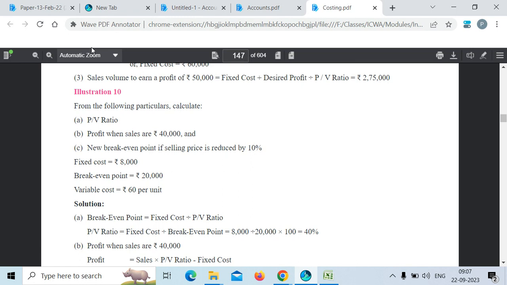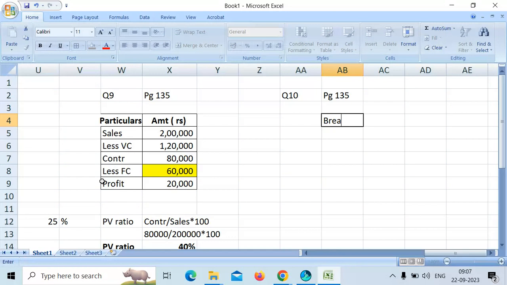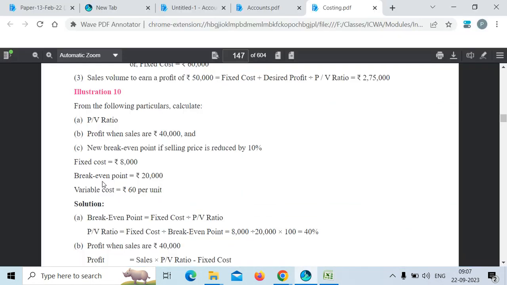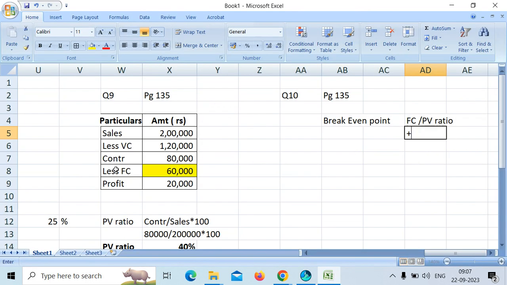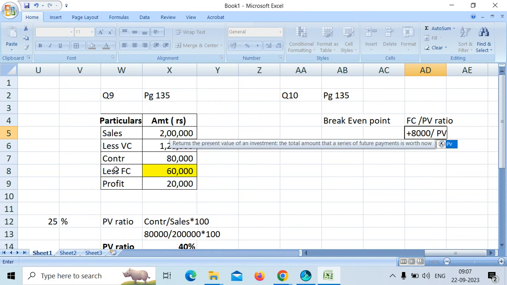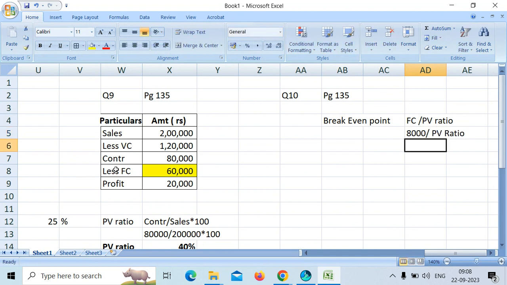Okay, so let us go for PV ratio first. So fixed cost is given, break-even point is given, and variable cost is given. So with the help of break-even point and fixed cost, I can find out the PV ratio. So what is the formula for break-even point? Fixed cost divided by PV ratio. So your fixed cost is 8,000 rupees. So 8,000 rupees divided by PV ratio, and the break-even point is 20,000.